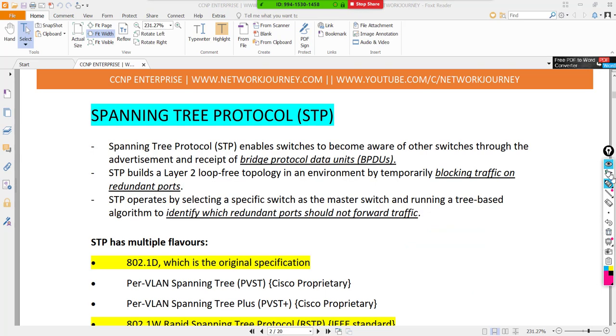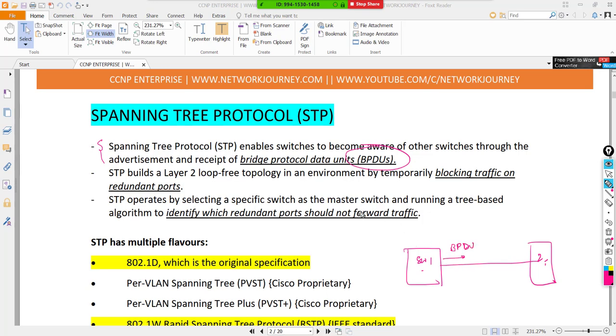Well, let's see what I have written. STP enables switches to become aware of other switches through BPDUs. Now what is BPDU? Bridge Protocol Data Unit. What does BPDU refer to? Let's say this is switch 1, this is switch 2. How is switch 1 coming to know that there exists one more switch next to it? Is it the cable? Cable is not going to do anything. Cable is just a connection between two devices. It's your BPDU.